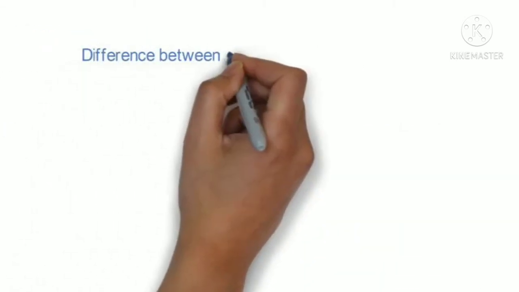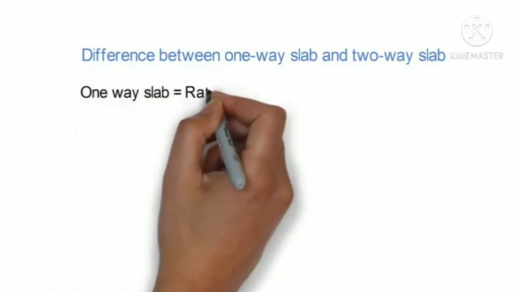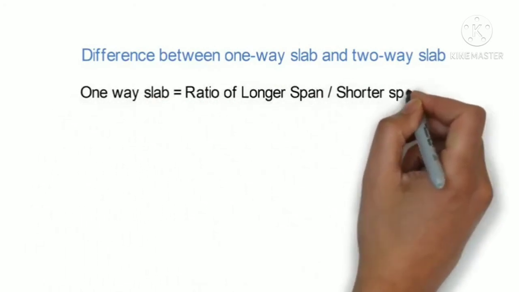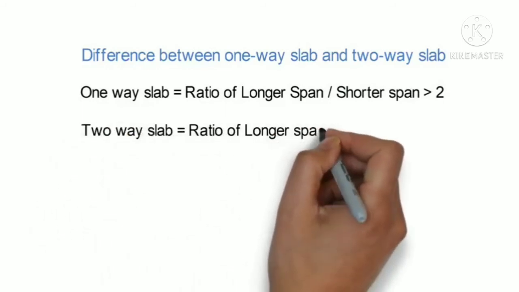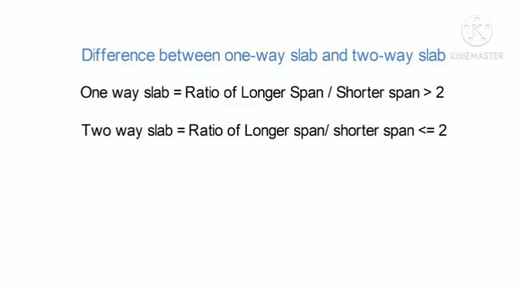The difference between one-way slab and two-way slab. In the case of a one-way slab, the ratio of longer span to shorter span is greater than 2, and in the case of a two-way slab, the ratio of longer span to shorter span is less than or equal to 2.